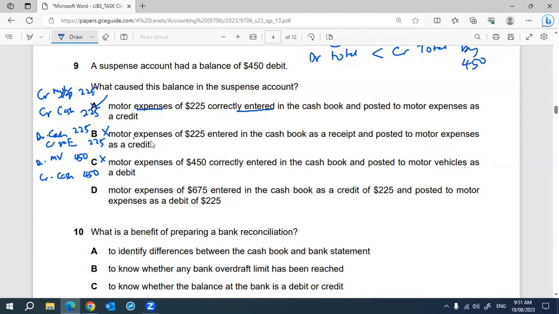And lastly, motor expenses of 675 entered in the cash book as a credit of 225 and posted to motor expenses as a debit of 225. Now, here, the correct amount was 675, but we debited and credited a different amount, which was 225. So this is an error of original entry, which will not affect the balancing of the trial balance. So hence, therefore, the correct answer is A.